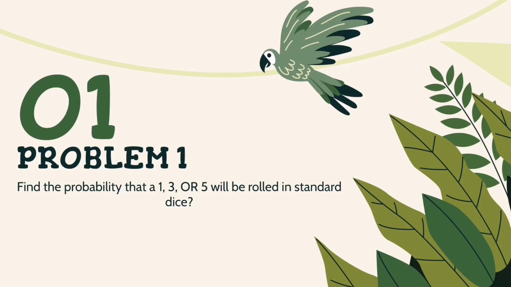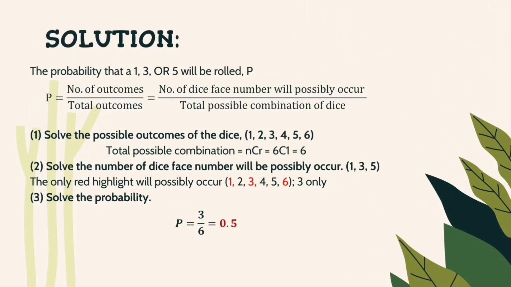Problem number 1. Find the probability that a 1, 3, or 5 will be rolled in a standard die. We know that a die has 6 faces. So we use this equation: number of outcomes over the total outcomes. The number of outcomes is the number of die faces that will possibly occur, and the total outcomes is the total possible combinations of the die.